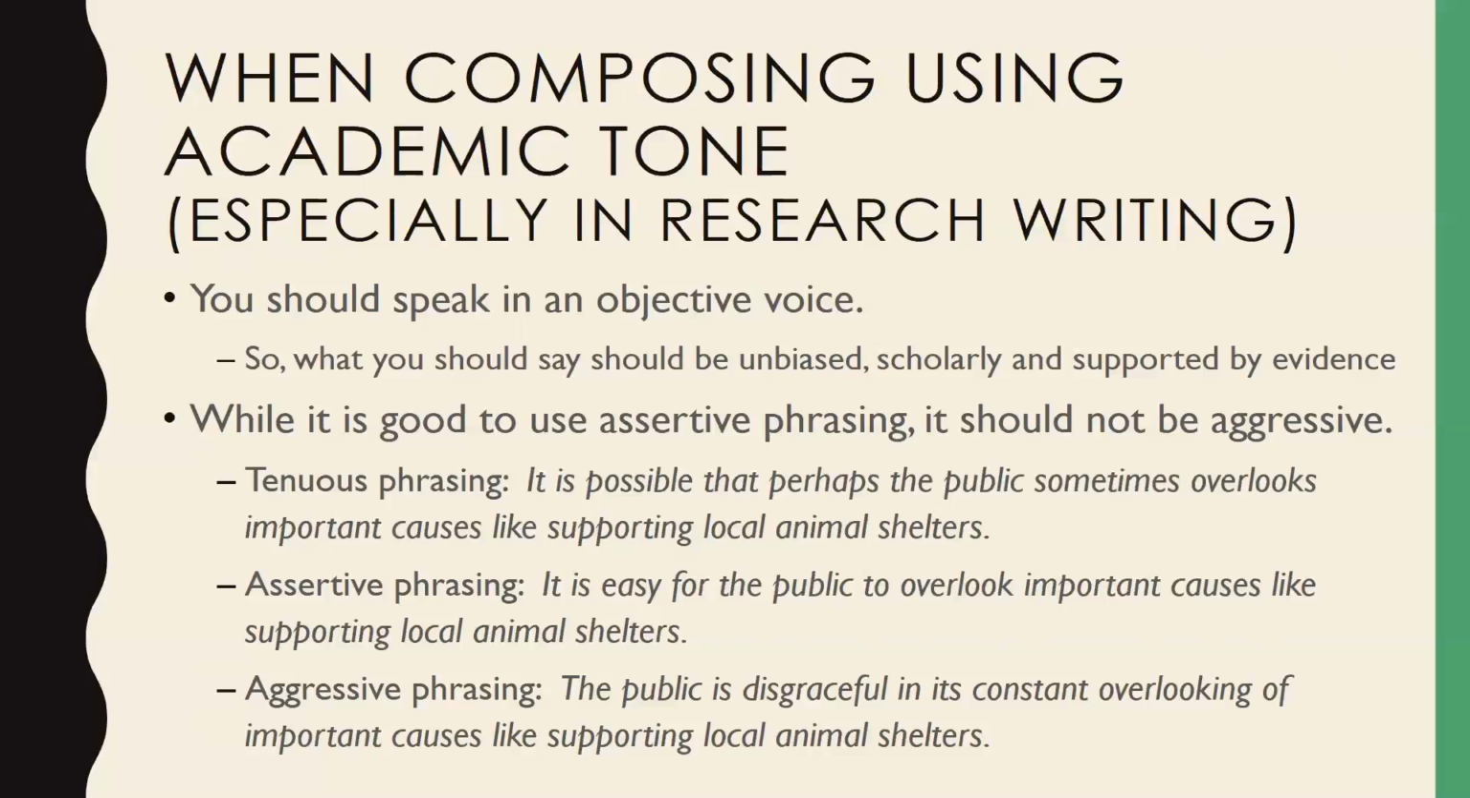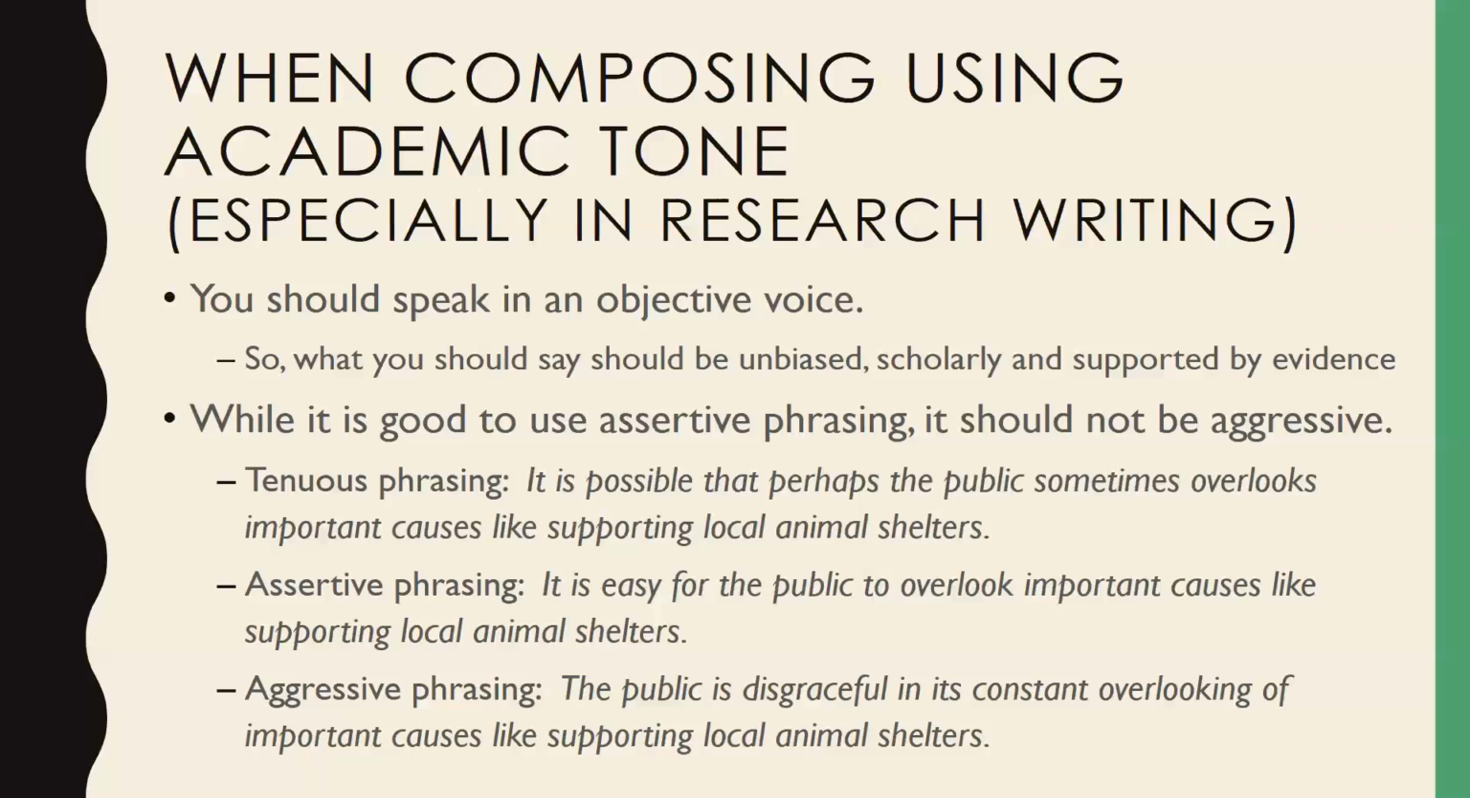So here's an alternative way that we could phrase it that's right in the middle, and this is what I would call assertive phrasing, and this is a really positive approach to use for academic tone. It is easy for the public to overlook important causes like supporting local animal shelters. Okay, so we've lost a lot of the tenuous phrasing, that it is possible, perhaps, maybe, sometimes. We're moving away from a lot of those tenuous words. We're not overstating it, but we're using some assertion in our phrasing. It comes across, the tone that we're using, as a little more clear, a little more confident.